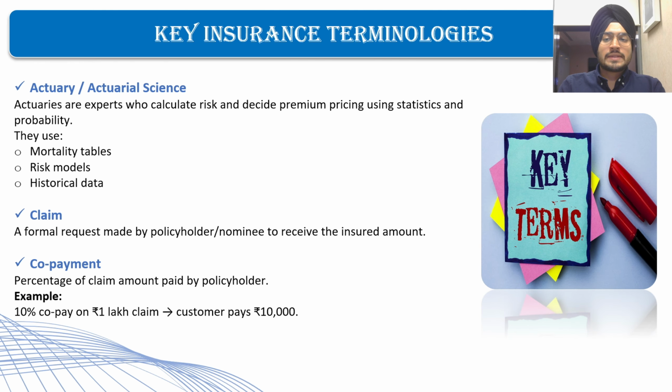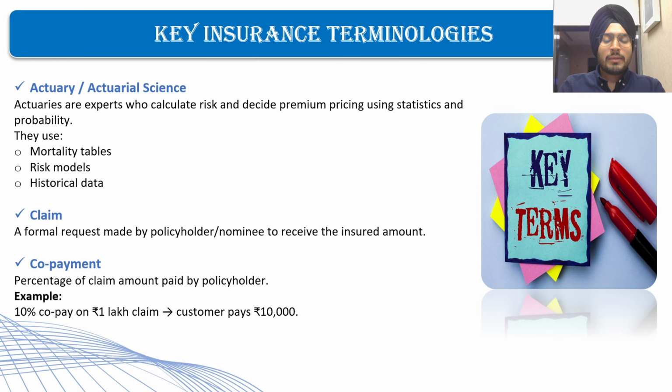Actuary or actuarial science. So actuaries are the experts who calculate risk and decide premium pricing using statistics and probability. So they decide the premium pricing for term plan, for health insurance, based on various factors. So factors are mortality tables, risk models, historical data. So they will go through the historical data and then they might predict today's premium pricing. And they will see the mortality tables, which means how many people have died in a particular age group. Based on all these factors, they will calculate the premium pricing.